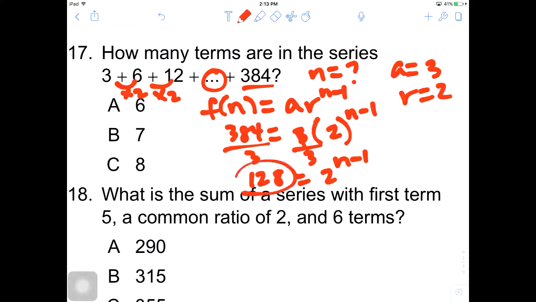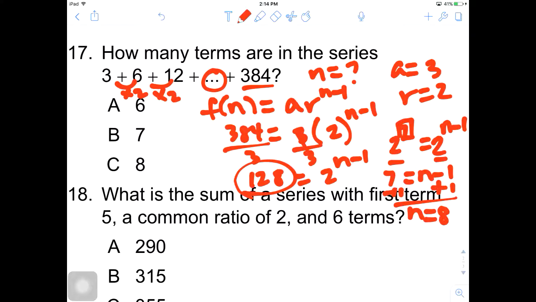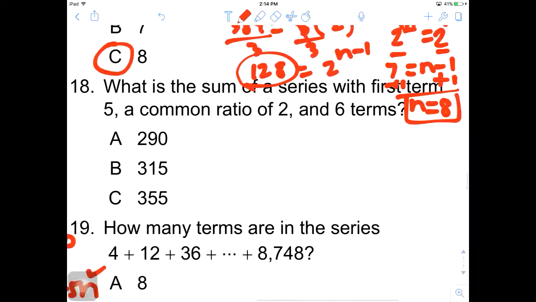So I'm going to rewrite the 128 as 2 to the something power, equal to 2 to the n minus 1. You can use a calculator to play around, and you should get 2 to the 7 is equal to 128. Because the bases are equal, the exponent 7 is equal to n minus 1. Adding 1 to both sides should give you n equals 8. So there are 8 terms in this series, and C is the correct answer.